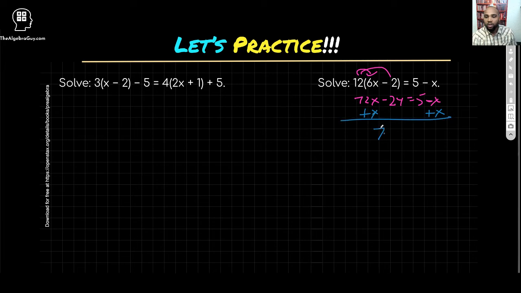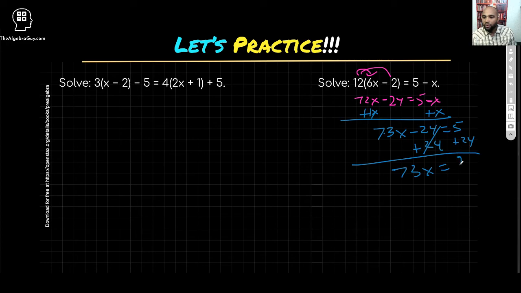Yeah, you can do that. So add x. 72 plus this 1x is going to give us 73x minus 24 equals 5. Add 24 on both sides. Gives us 73x equals, because that goes to 0, 24 plus 5 is 29.